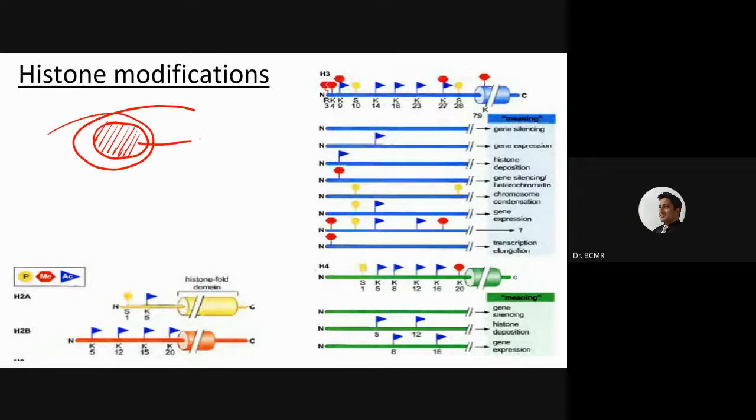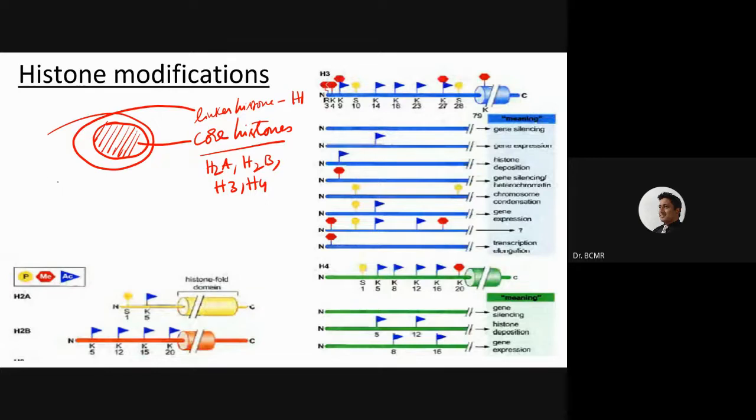Histones, these are called core histones. I want you to help me out. Can you tell me what all the histones are here? What is the linker histone? So linker is H1. That's right. The core histones are H2A, H2B, H3, and H4.